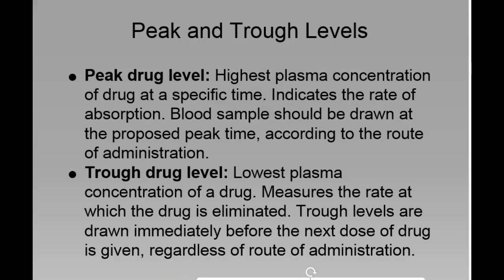Peak and trough levels are serum levels that are evaluated by healthcare providers, particularly nurses, prior to administering medications that have a very narrow therapeutic index and can be considered to be toxic, such as aminoglycoside antibiotics. Peak drug levels indicate the rate of absorption of the drug, and the trough drug levels indicate the rate of elimination of the drug. If either the peak or trough level is too high, toxicity can occur. If the drug is too low, no therapeutic effect is achieved.